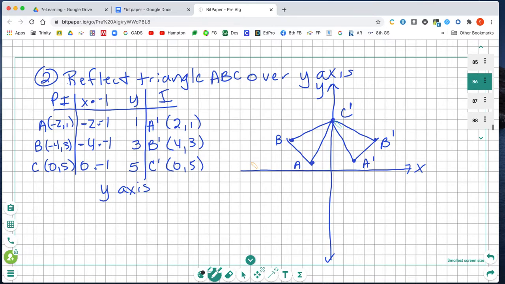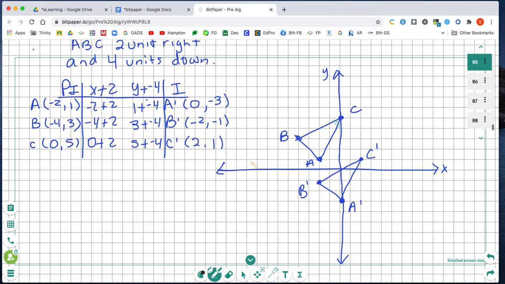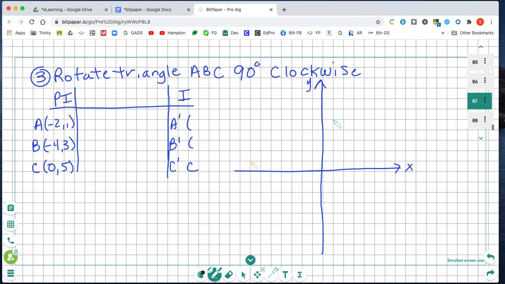And let's go back and double check. Underneath the translation chart, I should have 2 up, 4 down, if, of course, I'm looking for full credit. All right, so now we're going to take this same triangle and rotate triangle ABC 90 degrees clockwise.